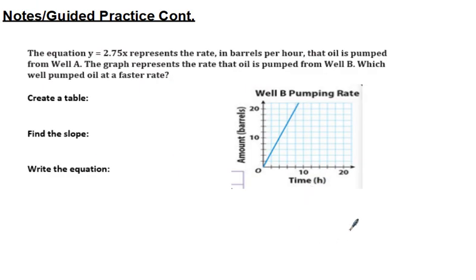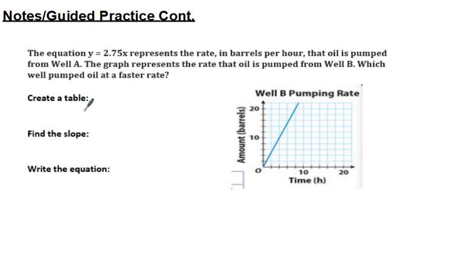All right, so the equation y equals 2 and 75/100 x represents the rate in barrels per hour that oil is pumped from well A. The graph represents the rate that oil is pumped from well B. Which well pumped oil at a faster rate? So we actually have 2. We have well A and we have well B.